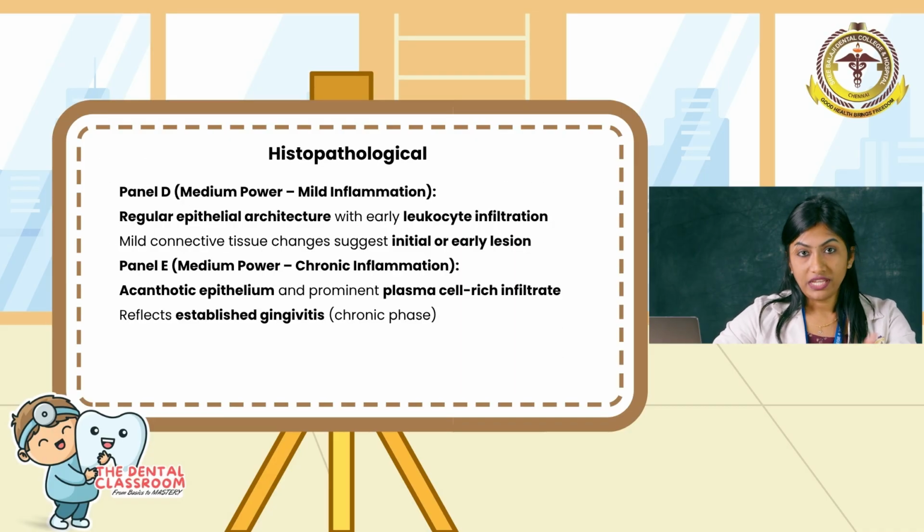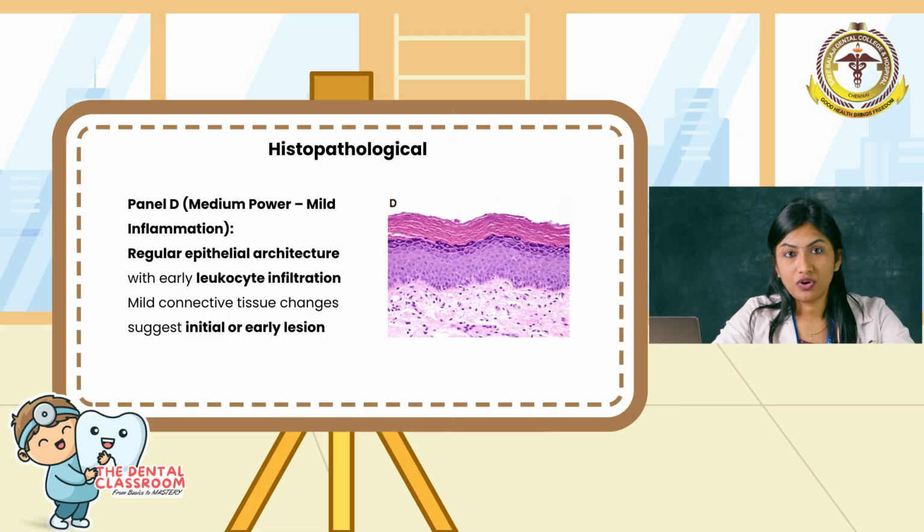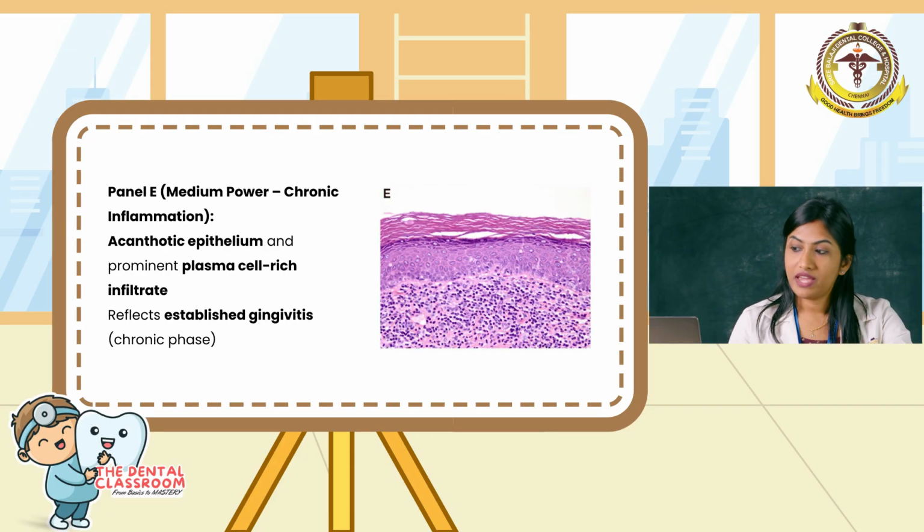Histopathologically, these two cases can be characterized as follows. The first, panel D, is mild gingivitis, depicted in the first picture. Here the proper epithelial architecture is maintained, but there is infiltration of neutrophils into the connective tissue area. In the connective tissue we can see the double-edged sword neutrophil structures. So this is categorized as mild gingivitis.